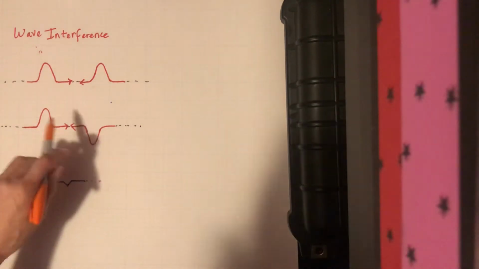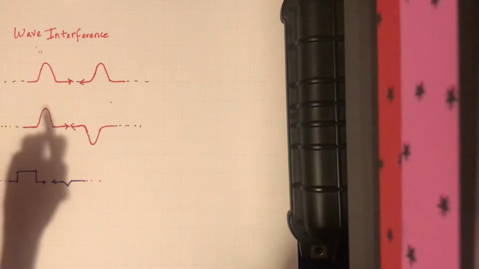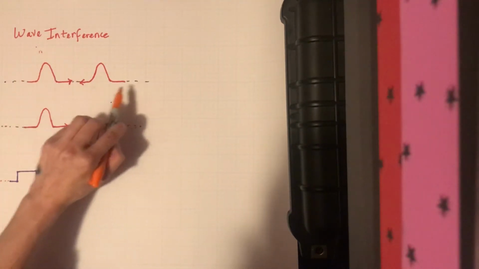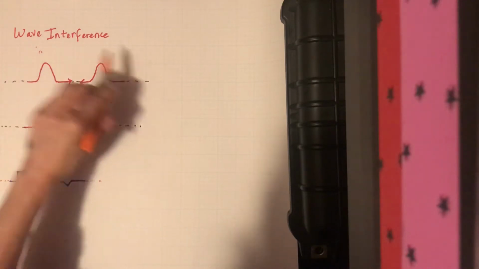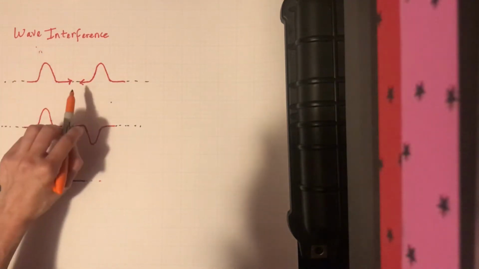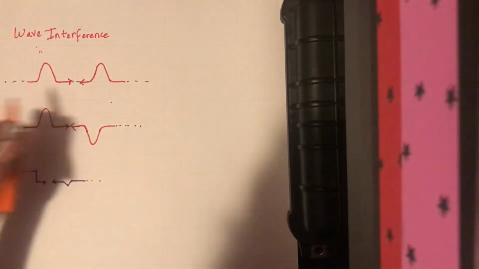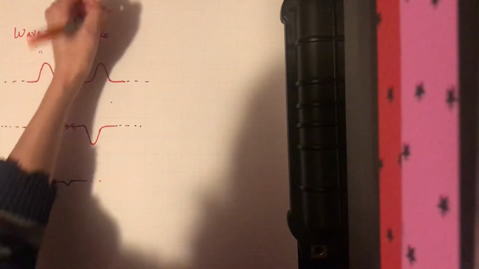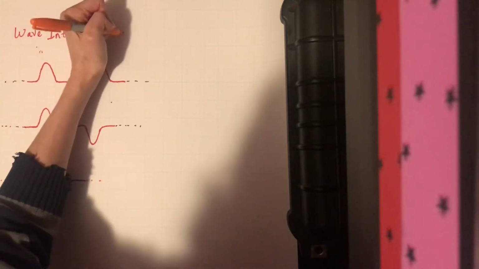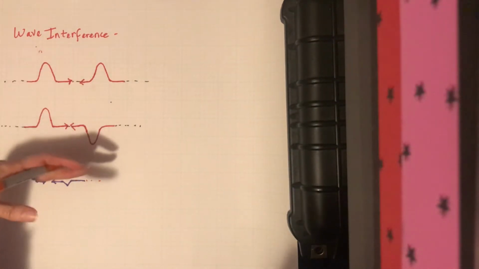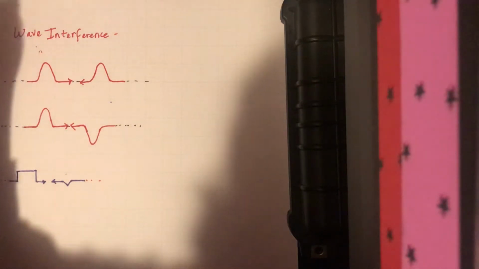Okay, so I want to talk a little bit about wave interference. Sometimes we're going to have two waves that are traveling towards one another but occupying the same medium at the same time. So in wave interference, what we're going to find is that the amplitudes are always going to be additive, but we need to take the directionality of those amplitudes into account.